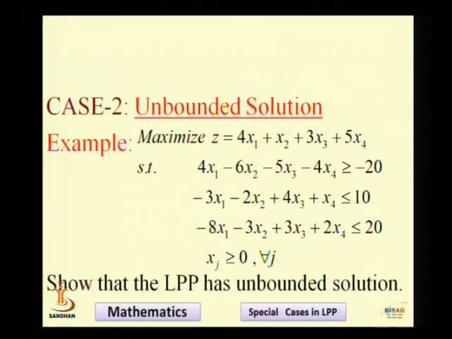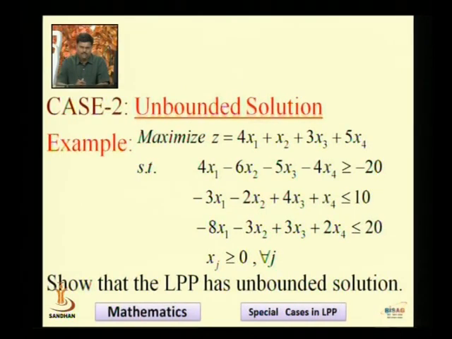Here I have taken the problem: maximize z equal to 4x1 plus x2 plus 3x3 plus 5x4, subject to the conditions. These are the equations given. You observe that the first equation, that is 4x1 minus 6x2 minus 5x3 minus 4x4 greater than or equal to minus 20, has right hand side minus 20. So we multiply both sides by minus 1, and make it less than or equal to type. We know how to convert this into standard form. Now after converting this into the standard form, here all constraints will be of less than or equal to type. So we are going to apply the simplex algorithm.